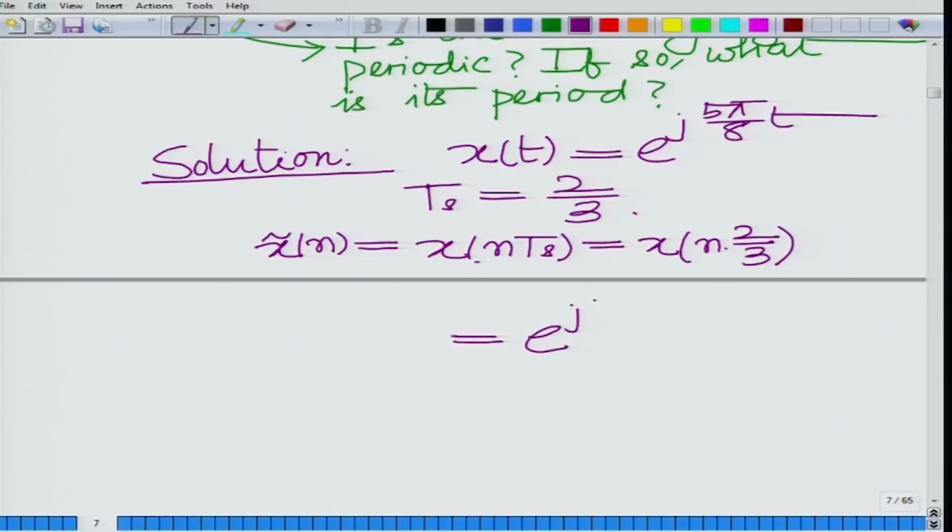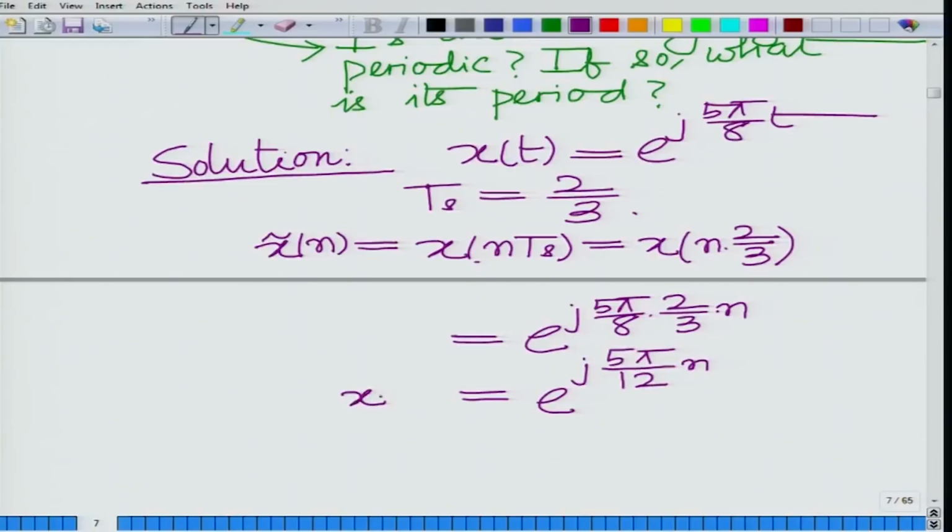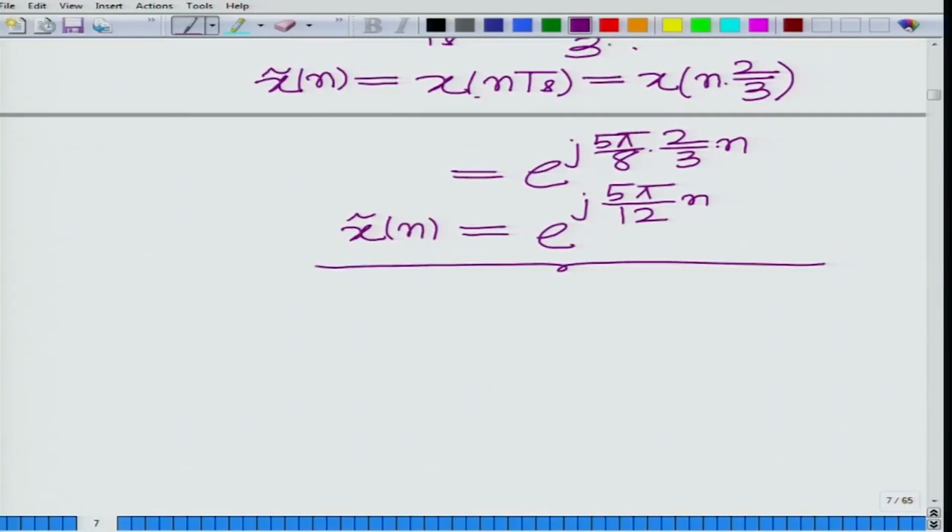which is therefore equal to e to the power of j 5 pi by 8 into 2 by 3 over n, which is equal to e to the power of j 5 pi divided by 12 n. Okay, this is the resulting discrete time signal.